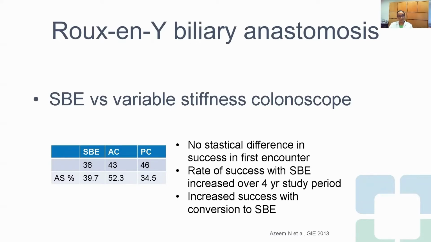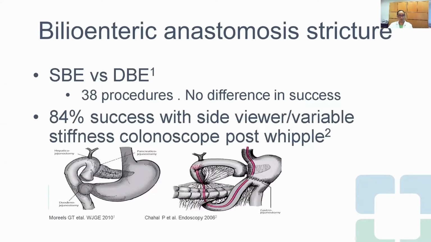So take-home point: if you don't have a single balloon endoscope, start with the variable stiffness colonoscope. If you're using an adult colonoscope, you have the advantage of a bigger channel for passing things like a fully covered metal stent. But if you have a pediatric colonoscope, you're limited to 7 French accessories, and the single balloon enteroscope is the same. But if you have a single balloon enteroscope, possibly start with that as the first endoscope in those patients.